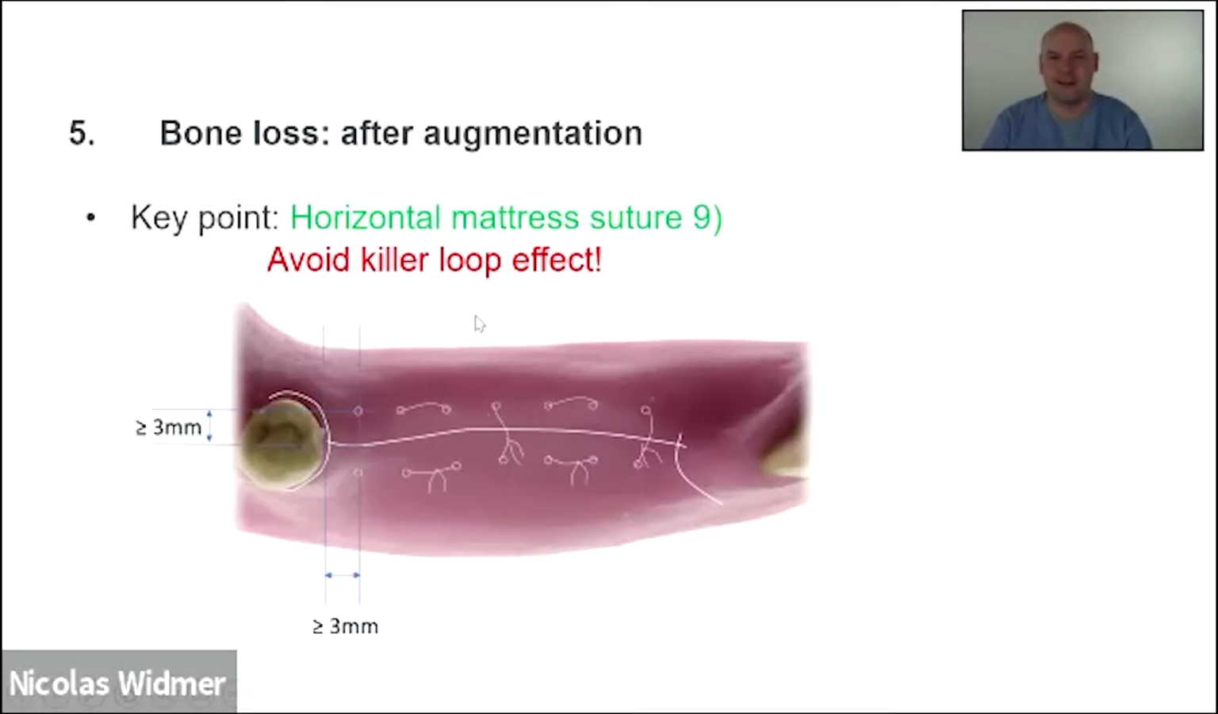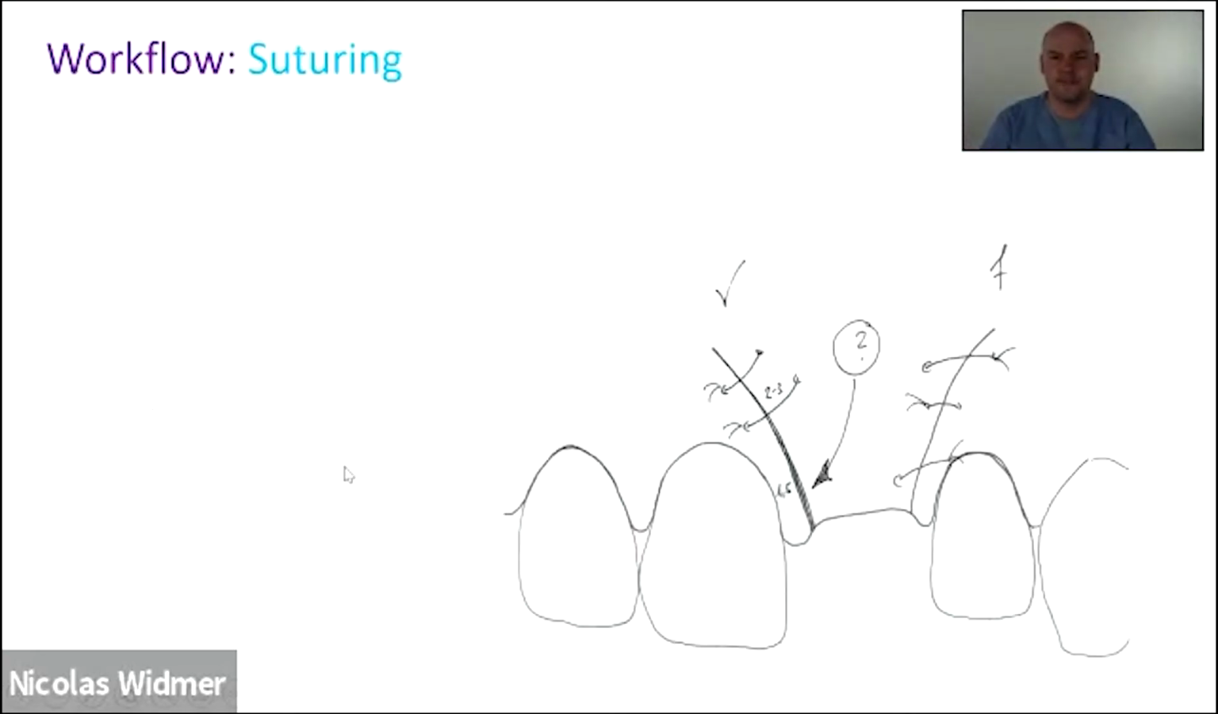You can have a killer loop effect when your sutures are too close and your flap can become necrotic. So you can do single mattress, single by example, and a good number is about always leaving 3 millimeters between the stitches. Then we're coming to the end.